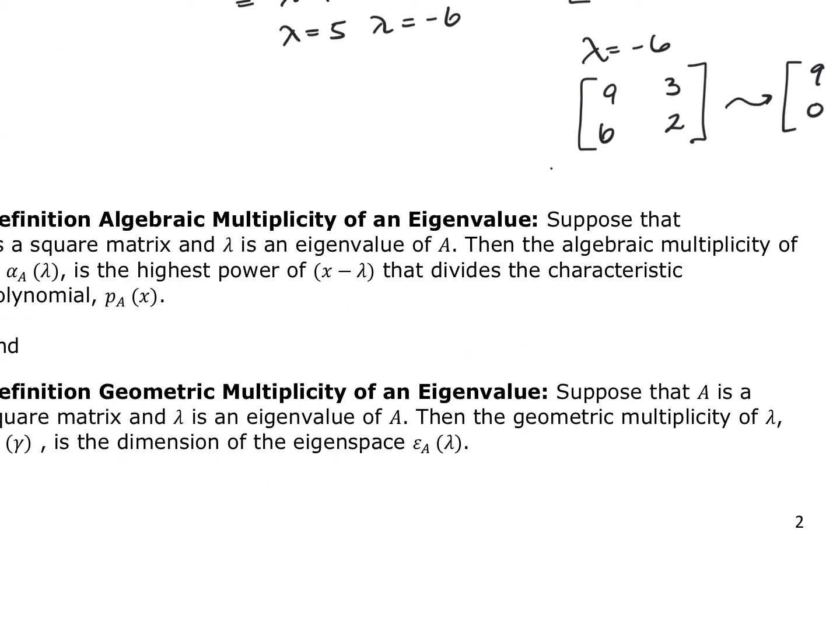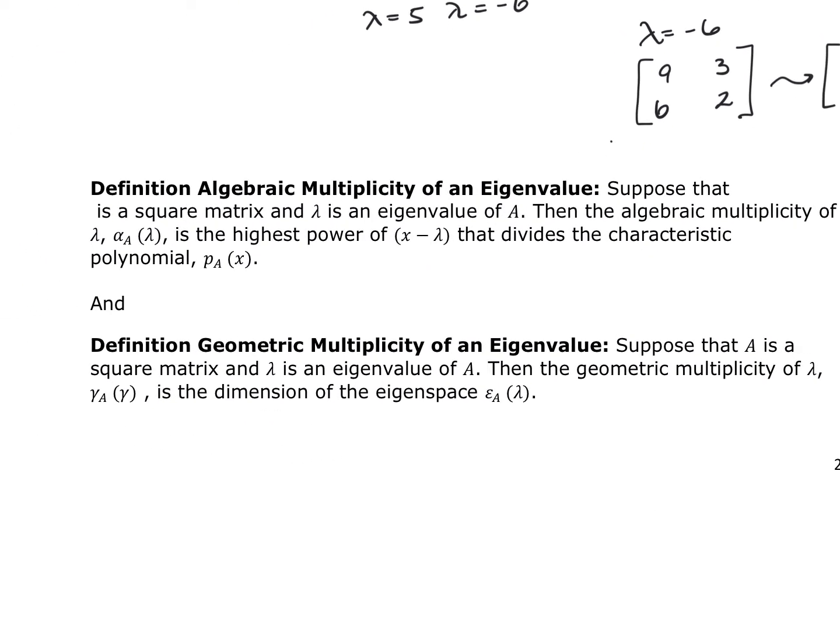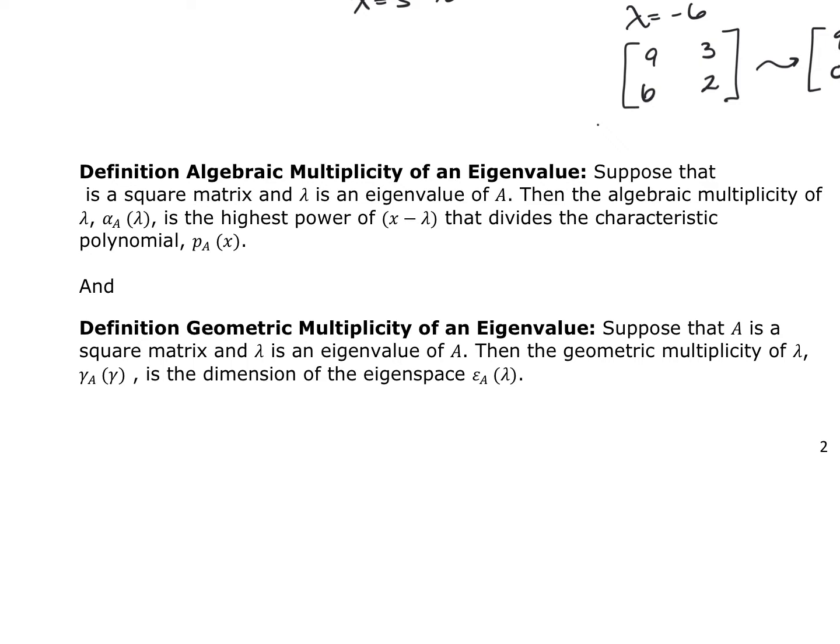Okay. Now, what happens when I have a multiplicity on my eigenvalue? In my previous examples, I had nice lambdas: lambda equal to 5 or lambda equal to negative 6. I didn't have a multiplicity. So suppose that A is a square matrix, and lambda is an eigenvalue of A.